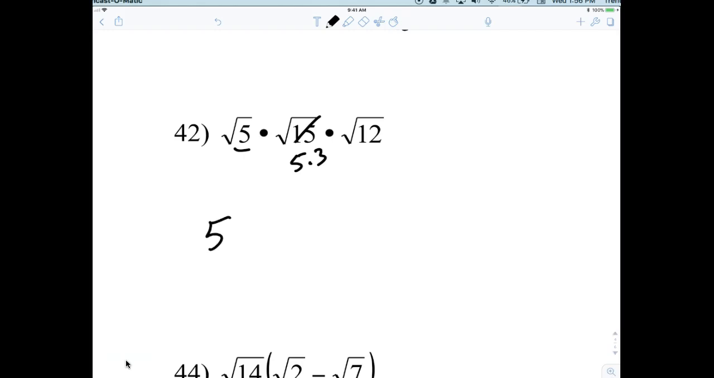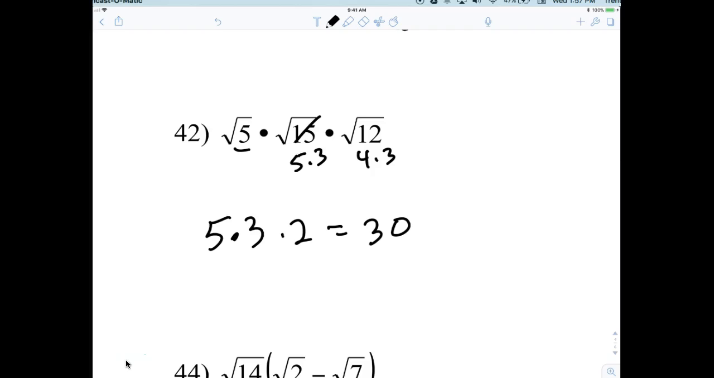So 5. Is there a common 3? Yes. So this is 4 times 3. So now 5 times 3. Now what's the square root of 4? 2. Final answer: 30. Now I'm trying to show you how you don't need a calculator for that. You're looking for groups of 2. Is everybody with me on that?